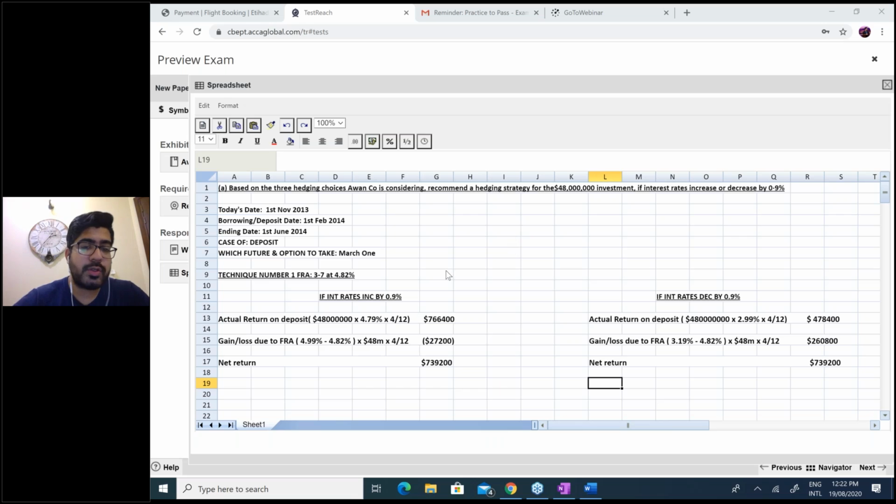No, Salima, it's included in the FRA rate, all the commission. So Rina, again, the same question, if interest rates increase by 0.9, the current rates, the interbank rates is the current rate, is 4.09. If they increase by 0.9, becomes 4.99. And in decreased case, 4.09 is the current rate, decreased by 0.9 becomes 3.19.